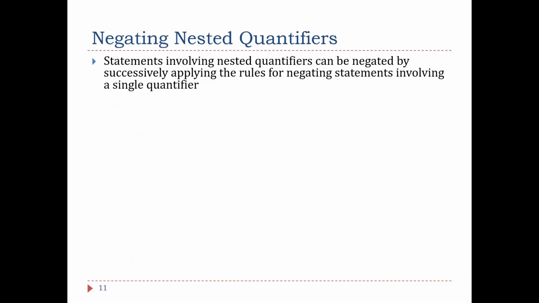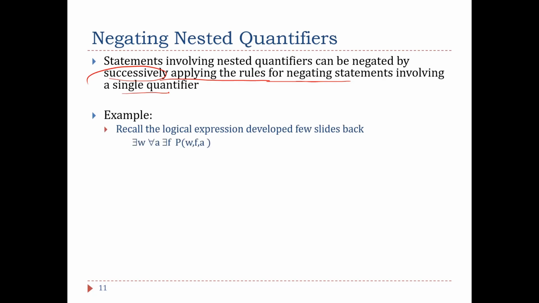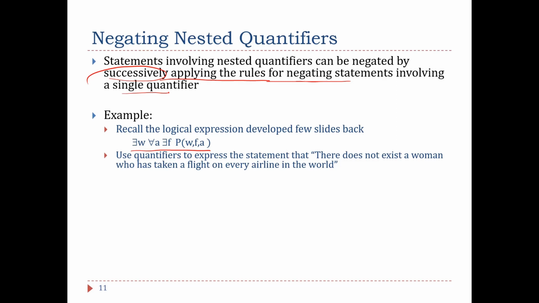Negating nested quantifiers: I already talked about this, so it follows the same rule of negating statements involving a single quantifier, but we apply this rule successively. So, example: if you want to say that there are no women who took flights on all airlines, you can negate this expression and use the syntactical flipping of the quantifiers to get the final format.